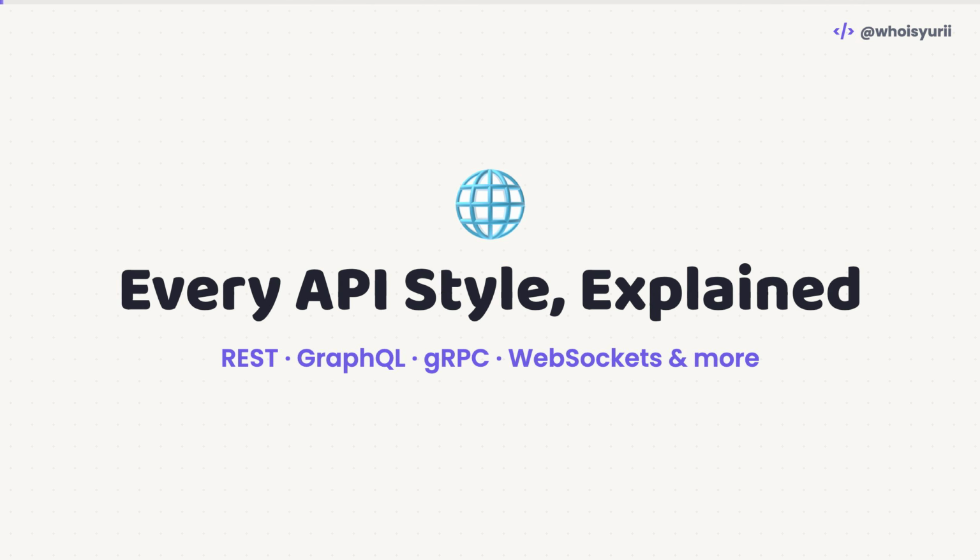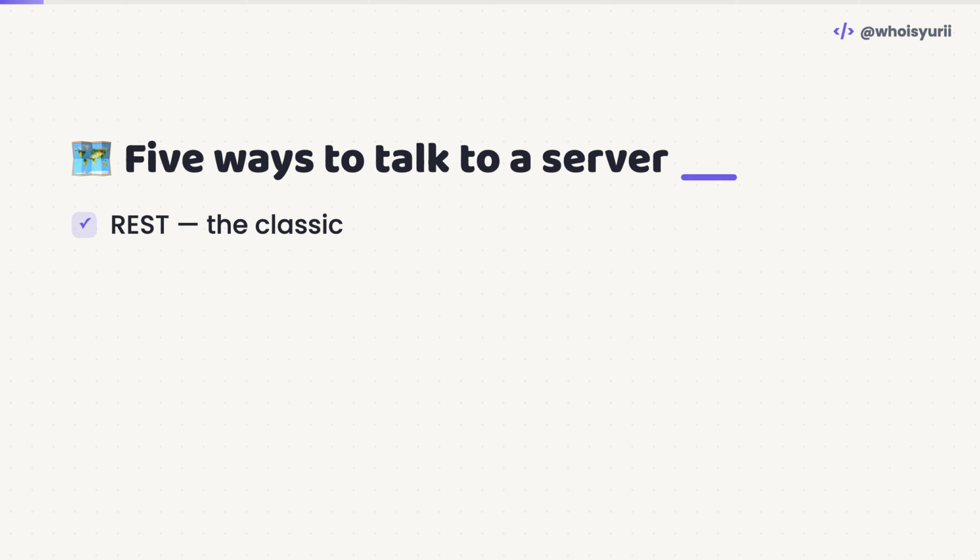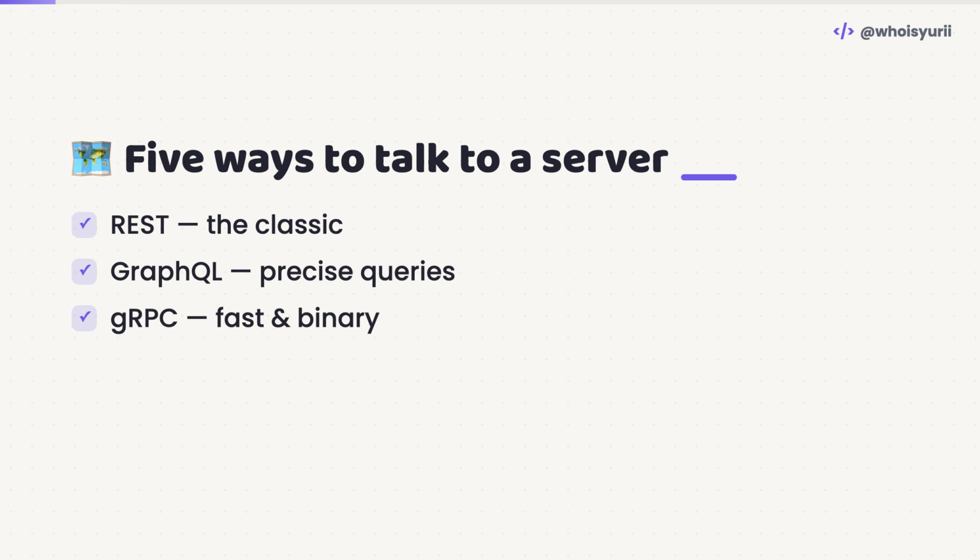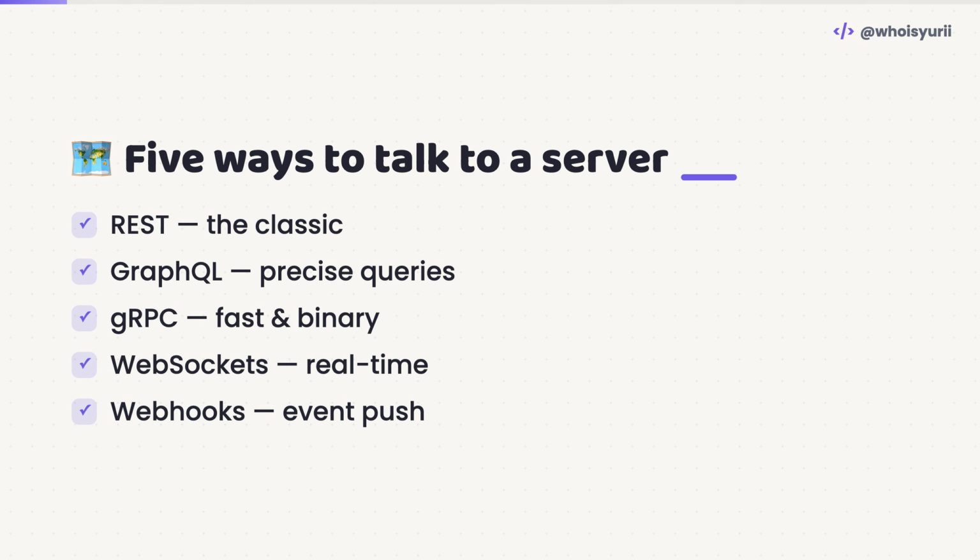Every app you use is constantly talking to a server. REST, GraphQL, gRPC, WebSockets, each one is a different way to have that conversation. Let's break down every major API style, fast. Here's the map. We'll cover 5 core ways to talk to a server: REST, GraphQL, gRPC, WebSockets, and Webhooks. By the end, you'll know exactly when to reach for each one.